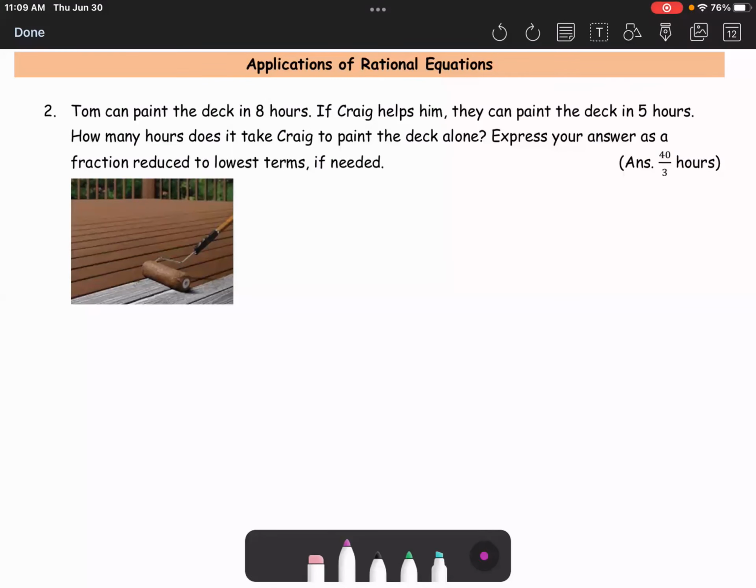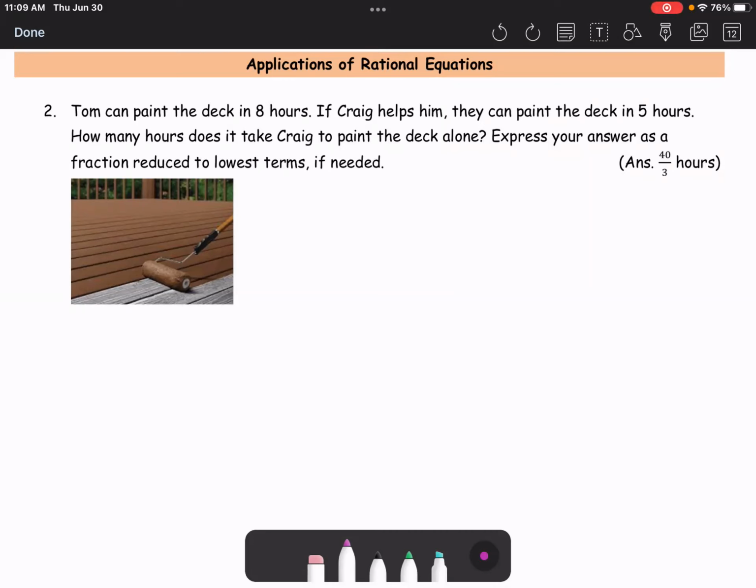Applications of rational equations. For this example, Tom can paint the deck in 8 hours. If Craig helps him, they can paint the deck in 5 hours. How many hours does it take Craig to paint the deck alone? Express your answer as a fraction reduced to lowest terms if needed.